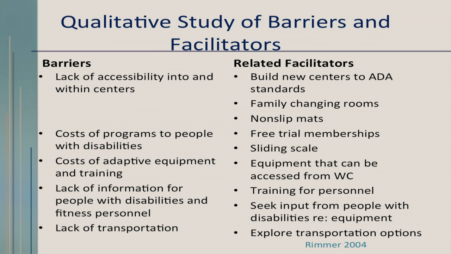So when they did a qualitative study looking at barriers and facilitators to, what could make it easier for people with disabilities to use the fitness centers. And so the barriers that they found included lack of accessibility into and within the center. And so the related facilitator to that would be to build new centers to ADA standards, and trying to remodel or rearrange things to allow things in existing centers to be compliant with ADA standards.